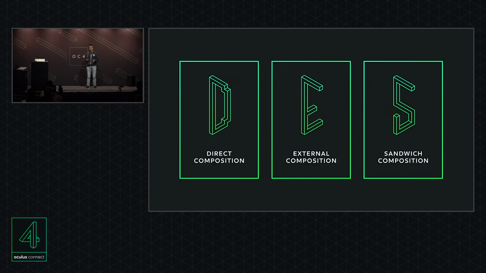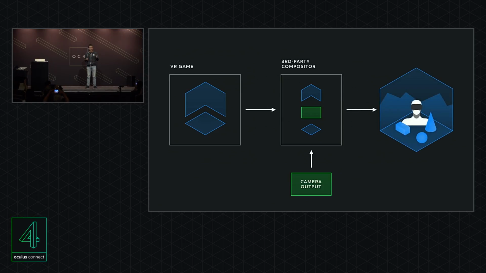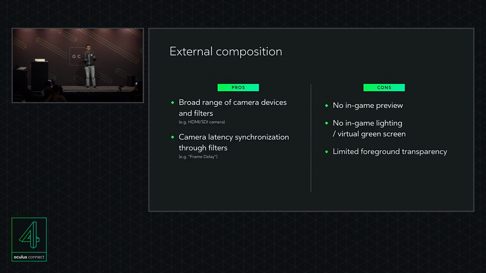And we also have the external composition. The external composition mode splits the VR world into the foreground and the background, and outputs them. The user will use an external application to composite them with the camera frame, and output the final composited image. The biggest benefit of this method is flexibility. The composition software on the market usually supports a wide range of camera devices and filters, and provides many other useful functionalities.